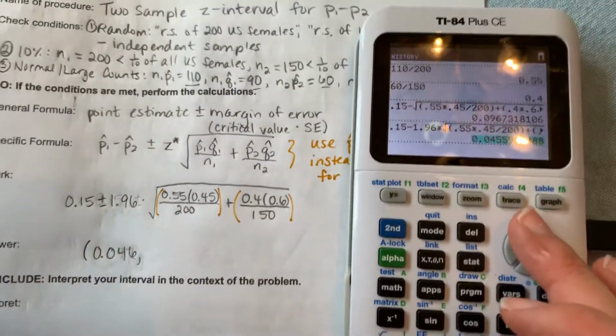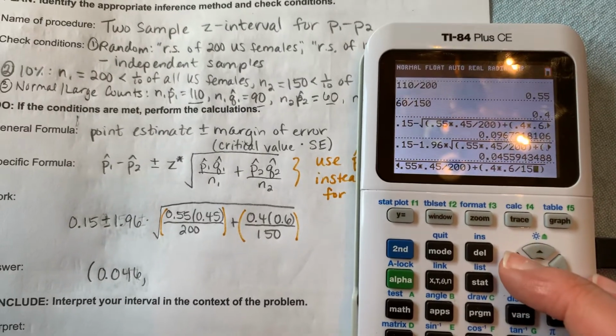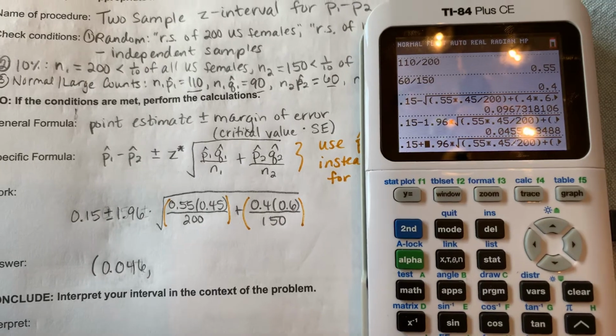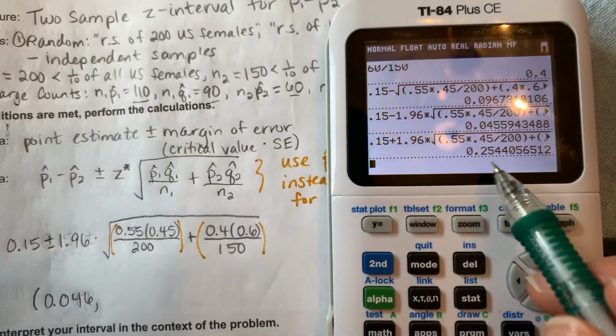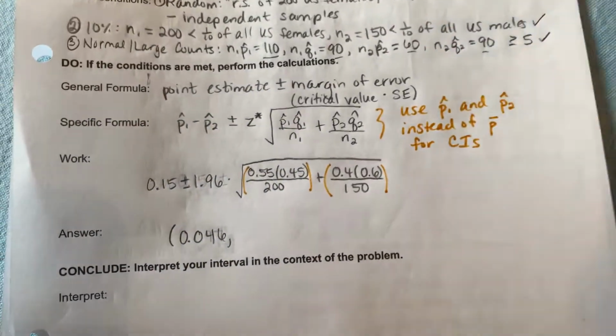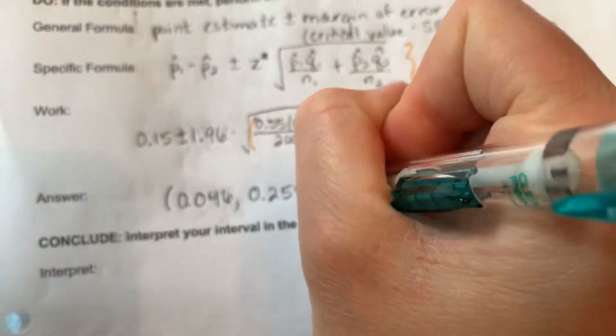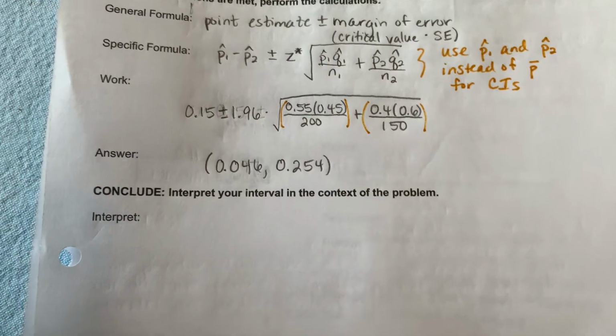Okay, so to get my upper bound, I again go up and select that and scroll all the way over so that I can change that minus sign to a plus sign. And that's my upper bound. So 0.254. There we go. That is my confidence interval.